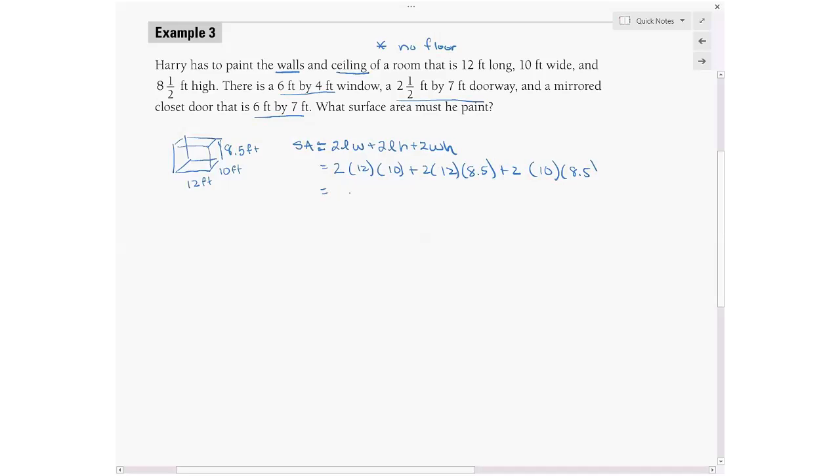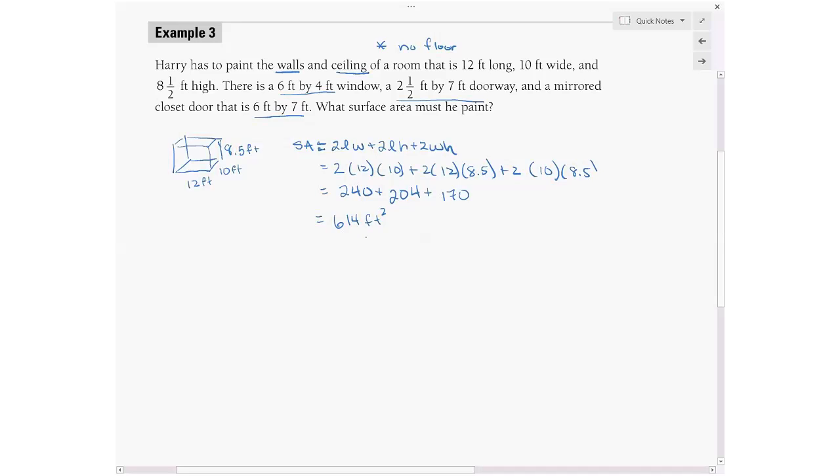Okay, so 2 times 12 times 10, that's 240. 2 times 12 times 8.5, that's 204. And 2 times 10 times 8.5 is 170. And we add those together and we get 614. And that's feet squared. That's if he painted the entire place with whatever paint he's using.